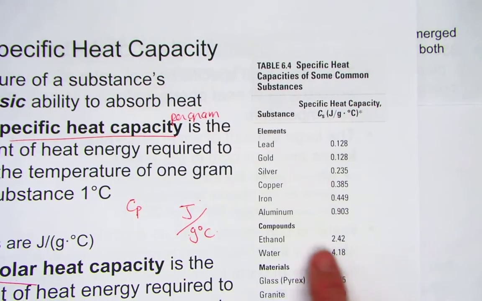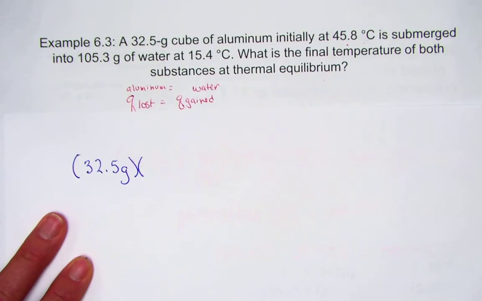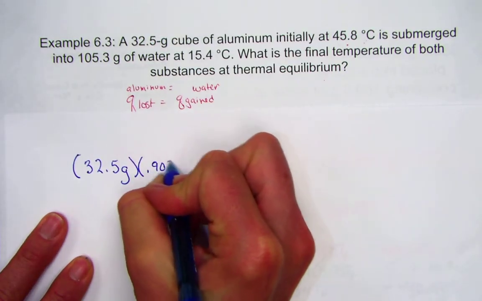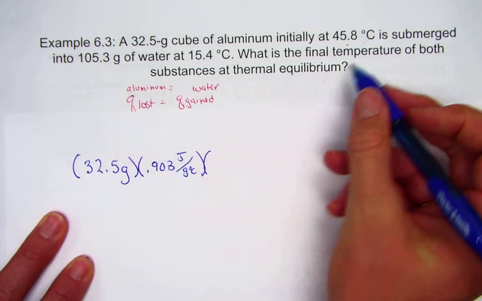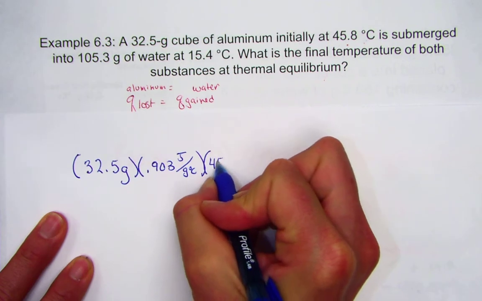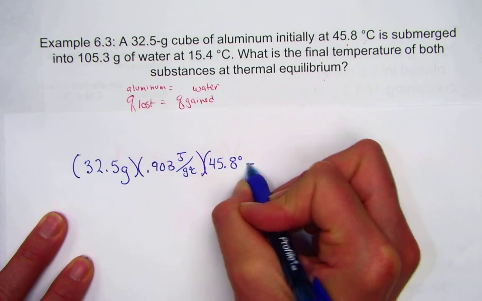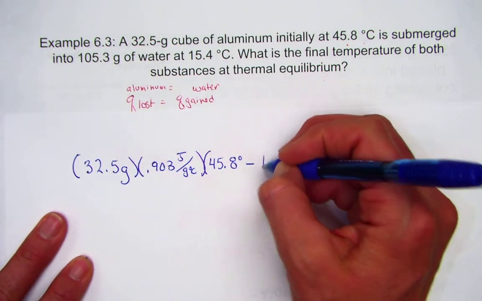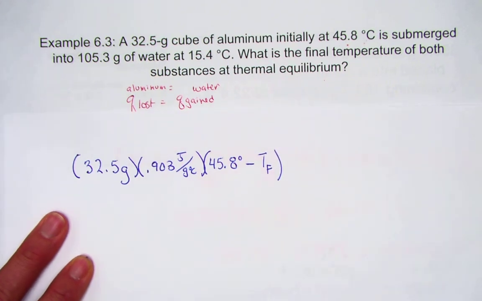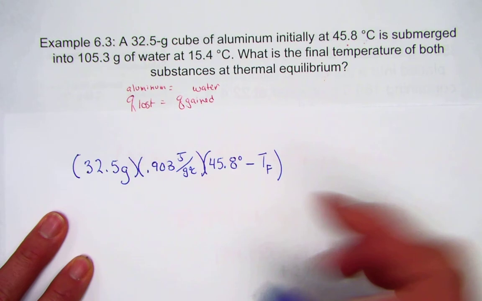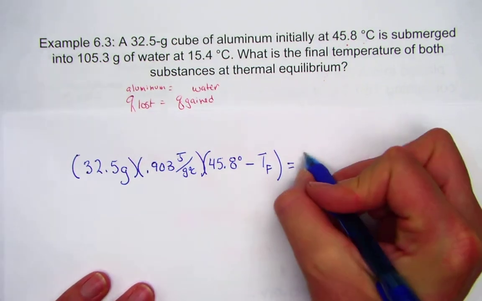Aluminum has a specific heat constant we look up on our table, 0.903 joules per gram degree Celsius. The temperature the aluminum started at is 45.8 degrees. It is going to go down to reach the equilibrium we'll call the final temperature, T sub F, to represent final temperature. mc delta T for aluminum set equal to the mc delta T for water.